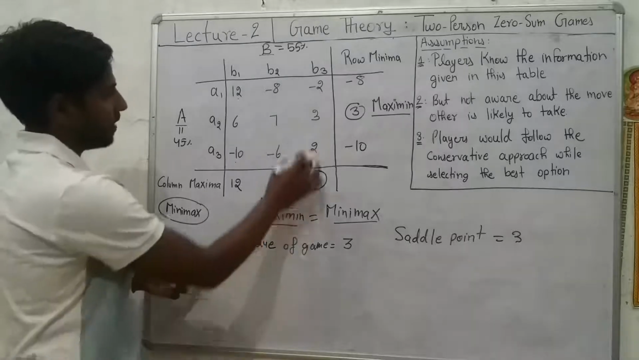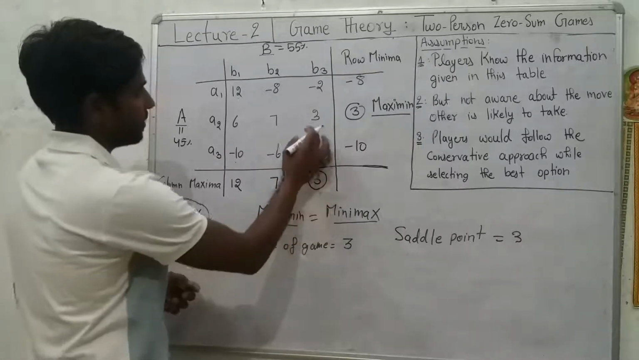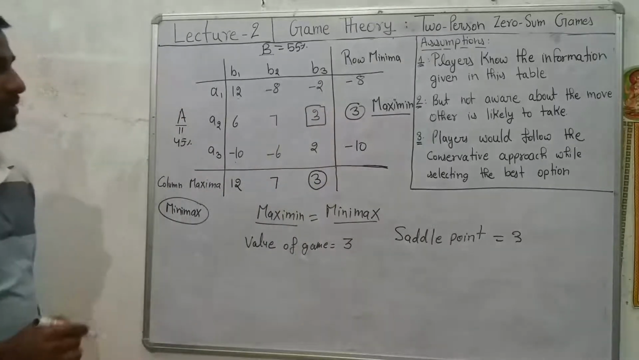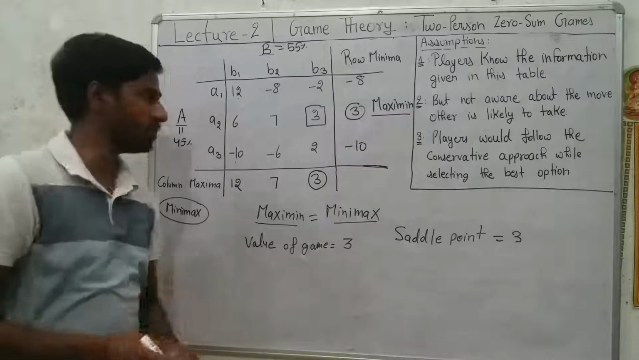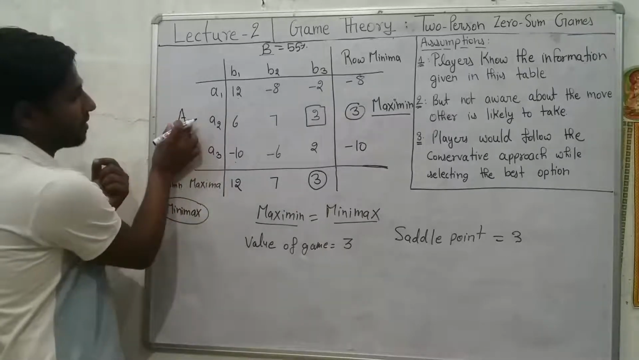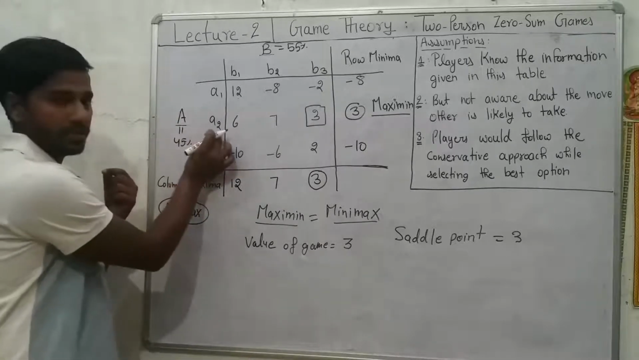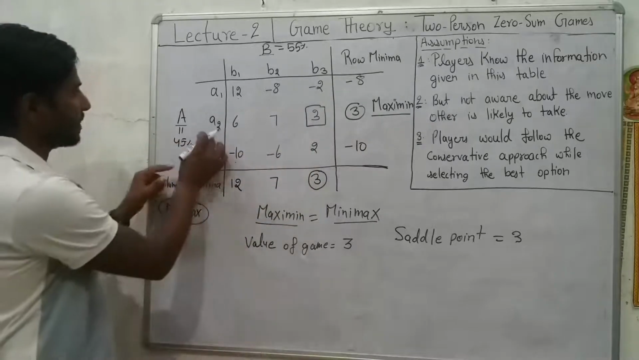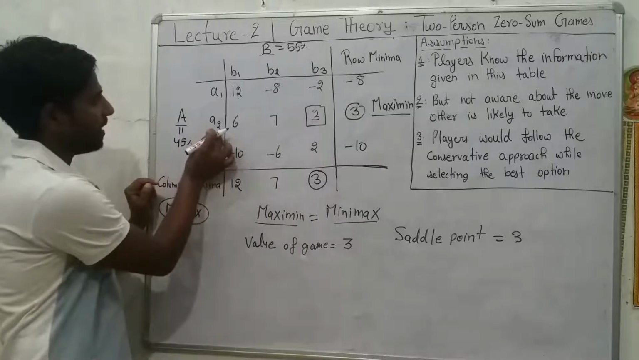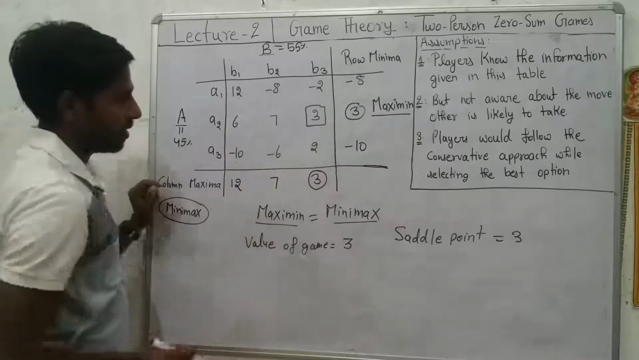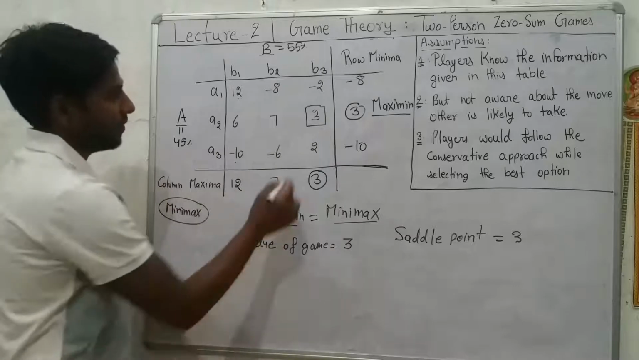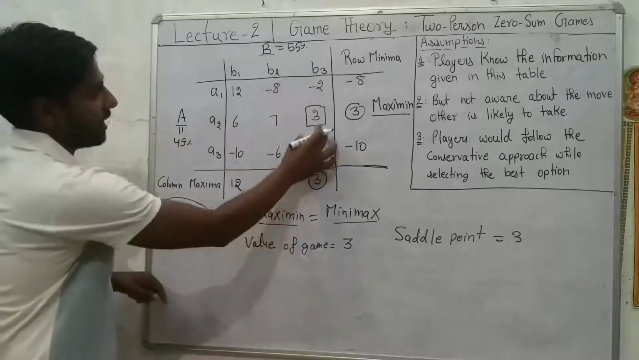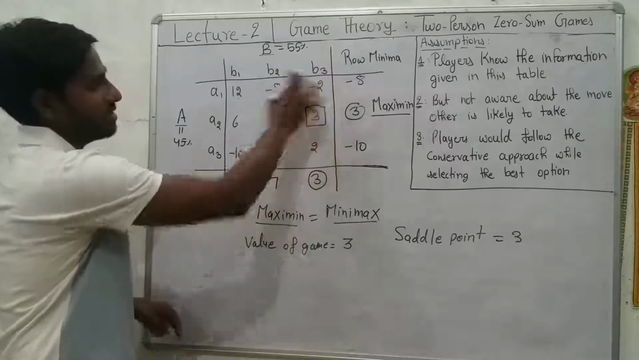Now look at the value 3 in this table. It is given here. So the solution of this problem would be that company A is going to adopt strategy A2, because 3 is lying in this row. So we are going to select strategy A2. And in counter of that, if we talk about B, 3 is in the third column. So B is going to adopt strategy B3.